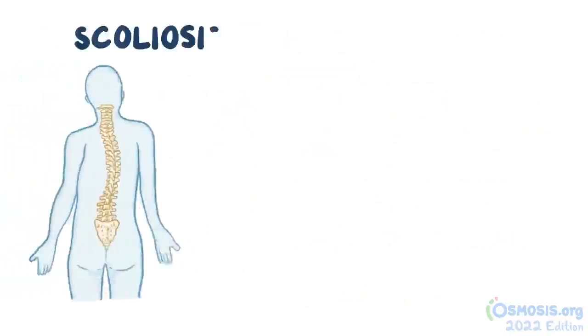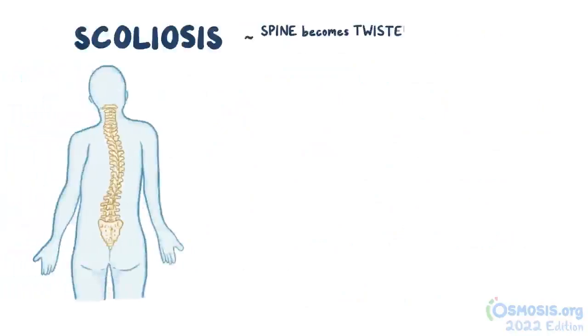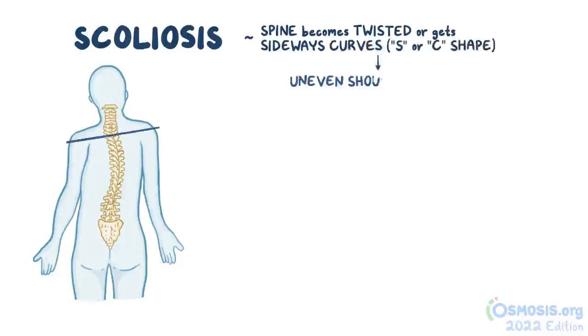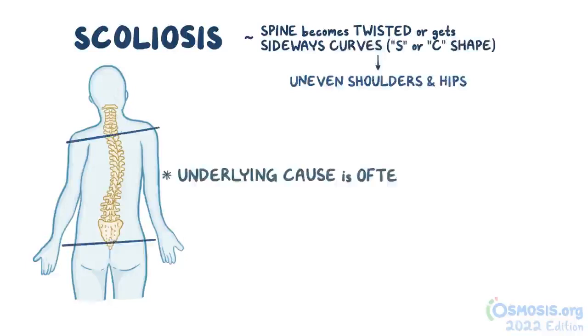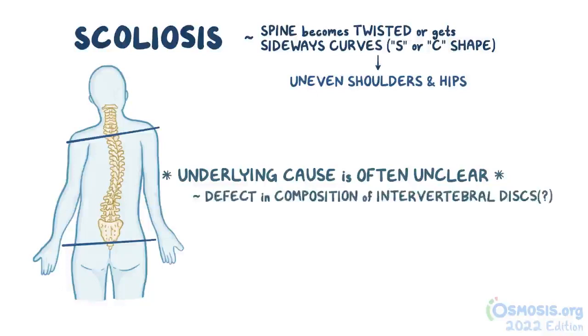Finally, there's scoliosis, which is when the spine becomes twisted or develops a sideways curve, resembling an S or a C shape, often resulting in uneven shoulders and hips. The majority of the time, the underlying cause is unclear, and it's thought that it may be due to a defect in the composition of the intervertebral discs.